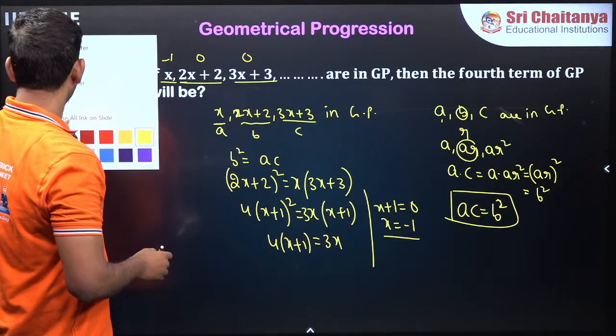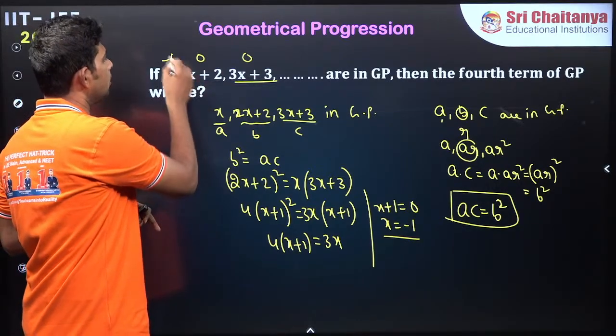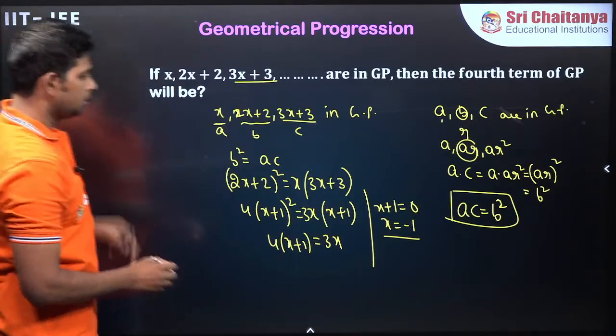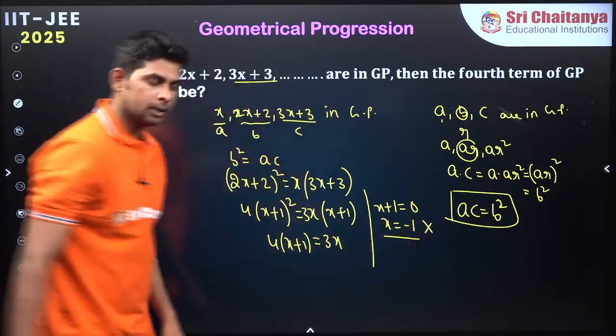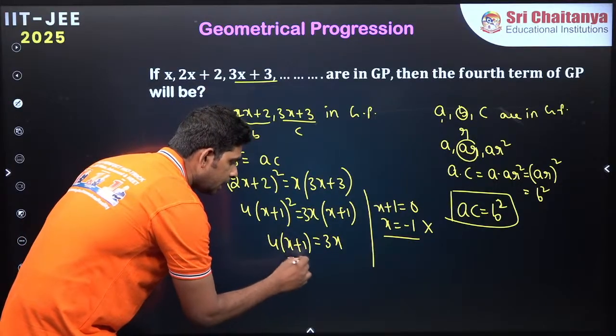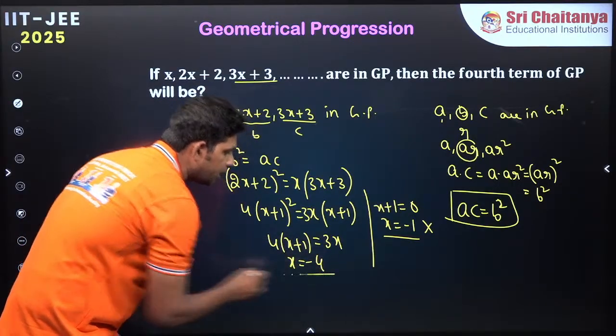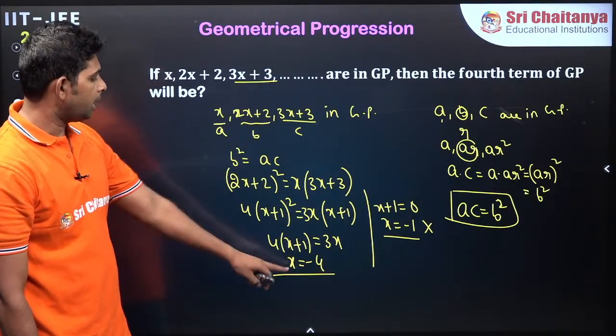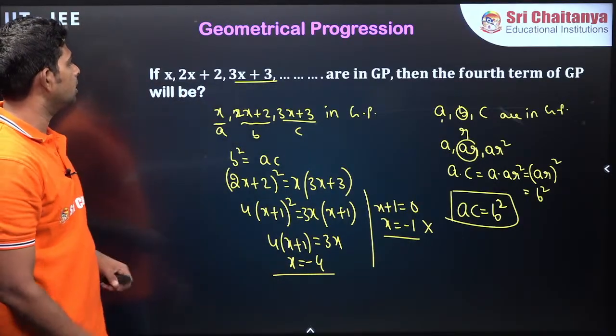Right. So that is why we cannot take x equals minus 1. Then we are left with this equation here: 4x minus 3x is giving us x, and if I am taking that side, it is going to be minus 4. So the value of x is minus 4. If I take minus 4, then you are going to get all these values here.